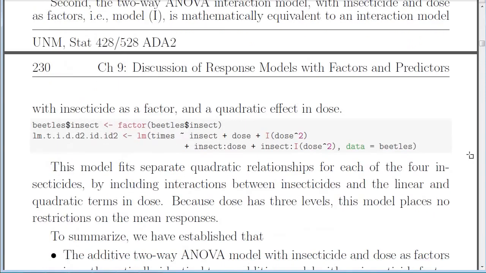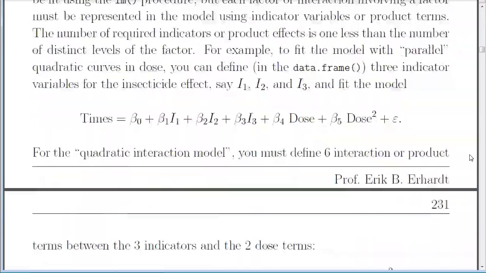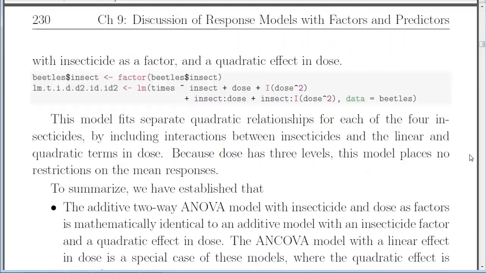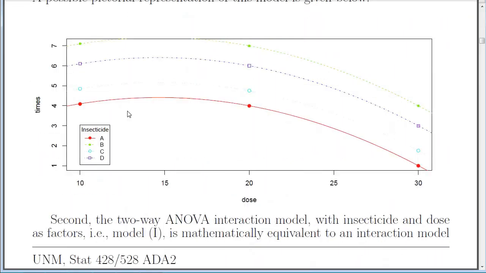For an interaction model, however, I don't think I have a plot of this. I do not. Right, so this is an additive model in that insecticide is a vertical offset of any of these lines, and these lines are parallel. Right, they're not straight lines, but they are parallel in that the vertical distance between the lines stays constant regardless of dose.